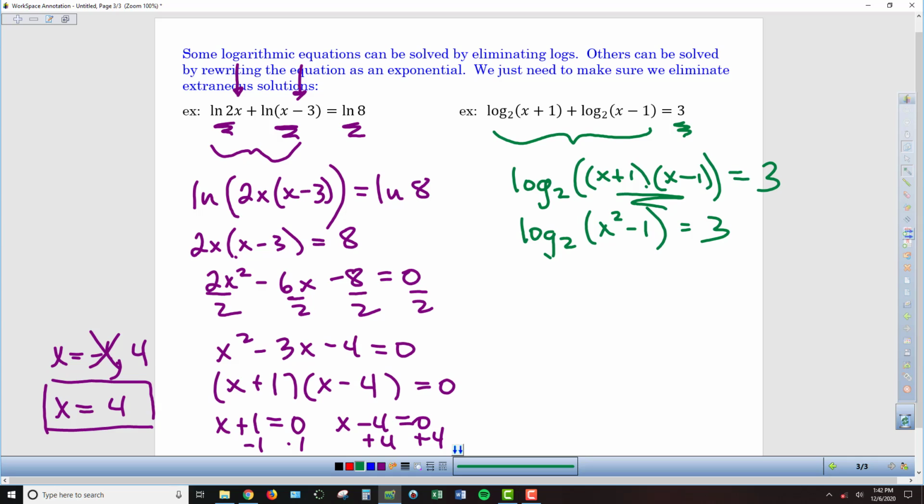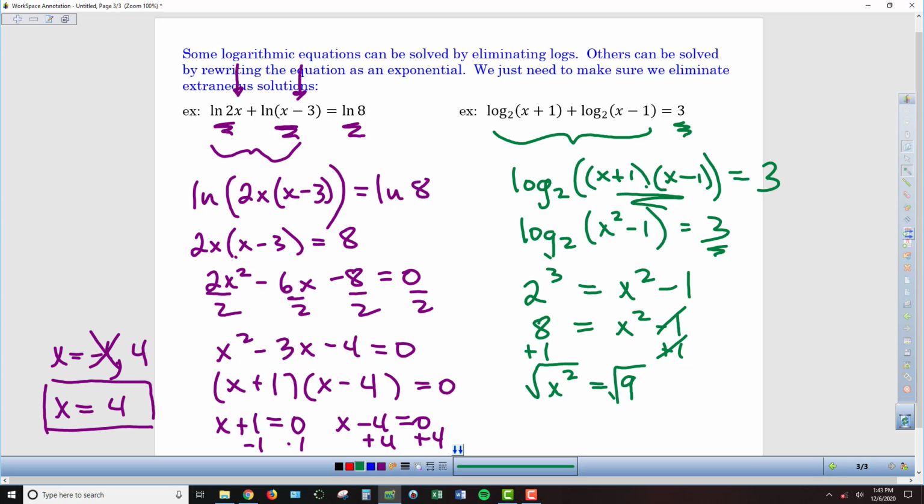If I rewrite it, 2 is the base of my logarithm, so 2 is going to be the base of my exponential. A logarithm is an exponent, so it's 2 to the third equals the input of the logarithm, which becomes the output of my exponential, so x squared minus 1. So 2 to the third we know is 8 equals x squared minus 1. Now I can solve by factoring, by subtracting 8 from both sides, or I can solve using square roots, since there's no x term, by adding 1 to both sides. So I end up with x squared equals 9. I take the square root of both sides, and I get x equals plus or minus 3.